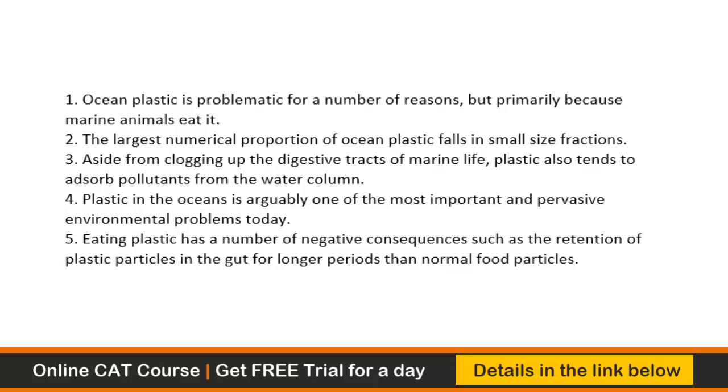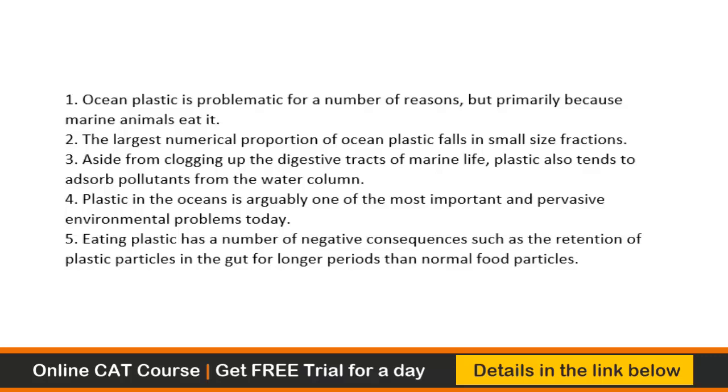in CAT 2017, both parajumbles and odd sentences had 5 sentences each. So the parajumbles had 5 sentences. You had to arrange them to form a coherent paragraph. And even the odd sentences had 5 sentences, and you had to pick the odd one out. Now, in 2018 and 2019, the number of sentences changed from 5 to 4 for parajumble, and in the odd sentence, we have 5 sentences.